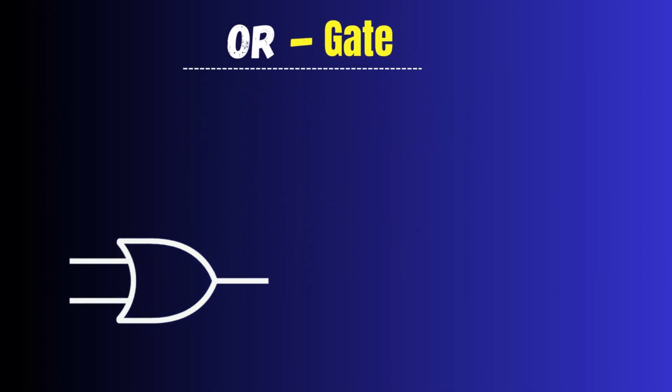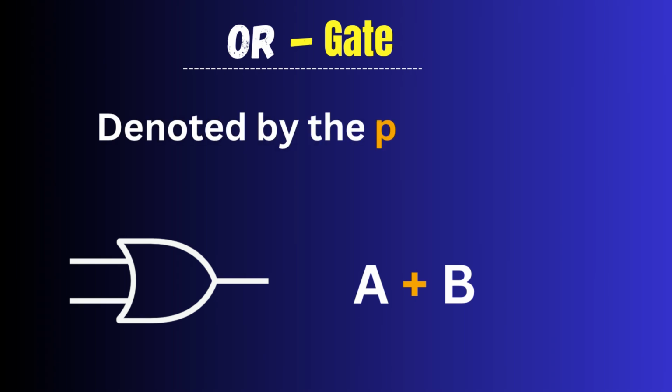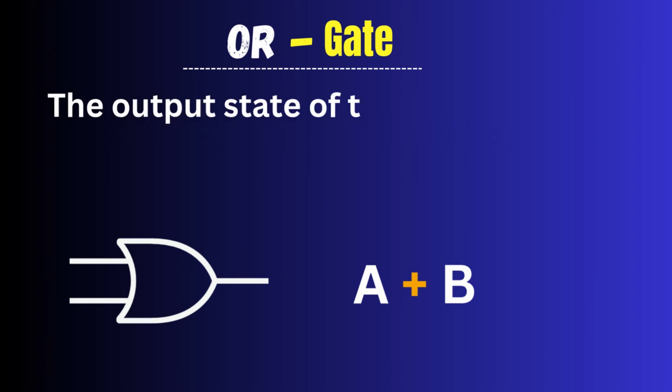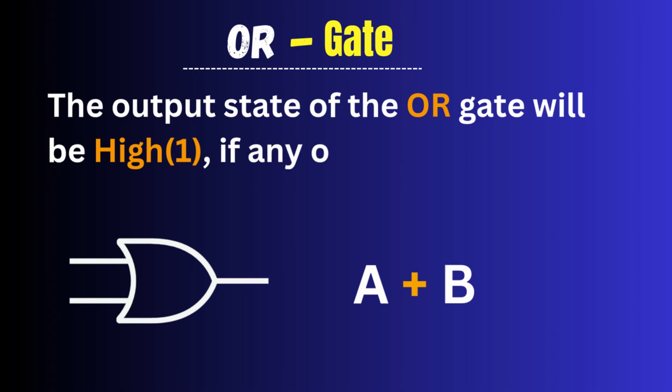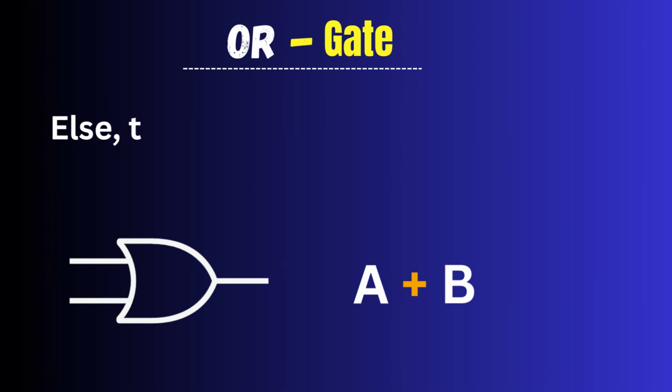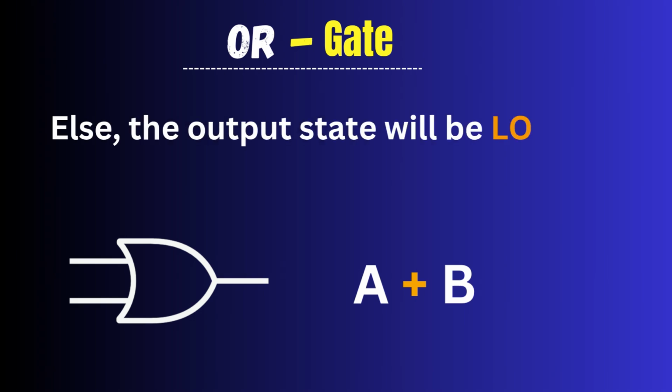The Boolean expression for the OR gate is the logical addition of inputs, denoted by the plus sign. Let's break down the OR gate in a simple way. The output state of the OR gate will be high if any of the input states is high, else the output state will be low.